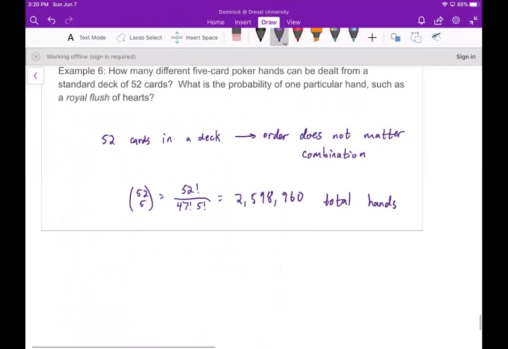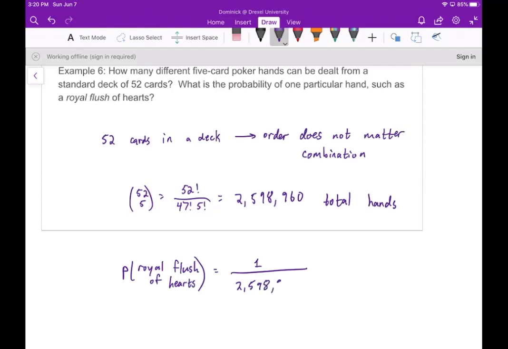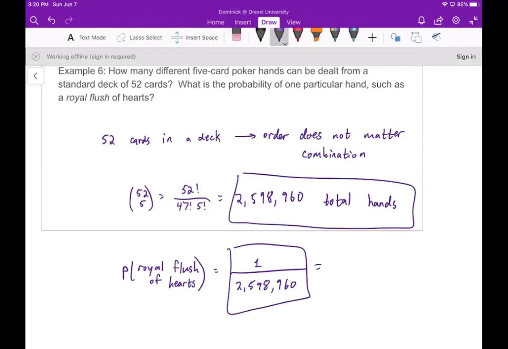Right? Now, if you want the probability of one particular hand, say, a royal flush of hearts, well, there's only one royal flush of hearts, right? And divided by the total number of possible hands, this 2 million number, right? So if you were to calculate this, you're going to have a very small chance. So it's going to be 1 in almost 2.6 million, right? Which would be an extremely small number even on the calculator. All right, so we'll just leave it like that. Okay, but that's the idea.